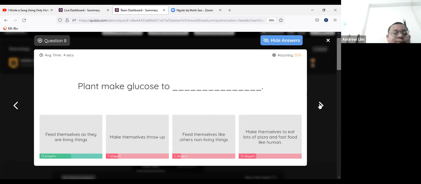So plants actually make glucose to feed themselves, because plants are living things. Living things need air, water, and food to survive, and plants do not have a mouth. So the only way they can make their own food is through photosynthesis, whereby it converts carbon dioxide and sunlight into glucose, which is used as food for the plants.